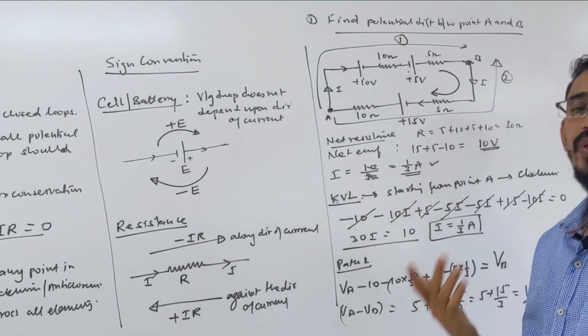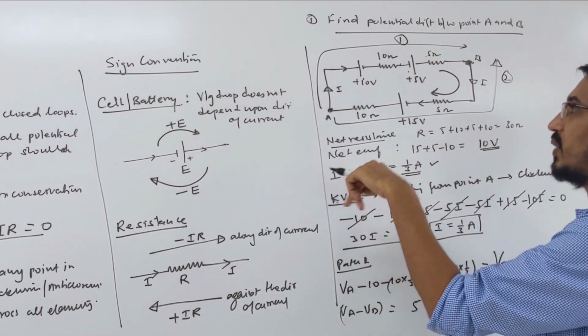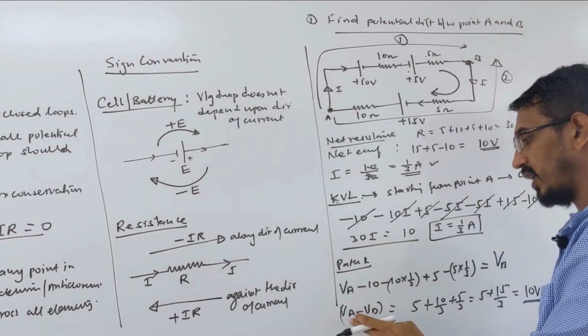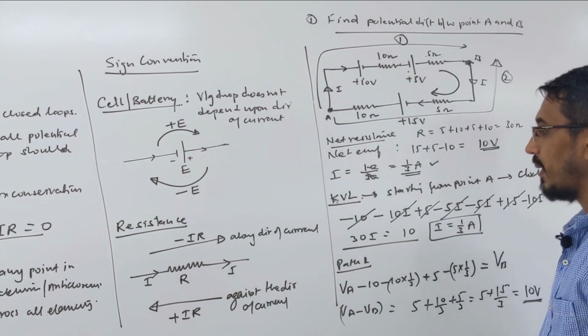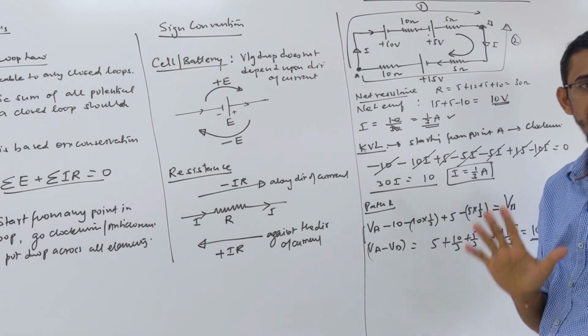Sometimes the potential at any point is given to you. They say the potential at point B is 0. You can put 0. Then they will ask you what is the potential at point A. Okay, you can find VA, right? What I'm saying, I went by this path. You can go by this path. You should get exactly the same answer.